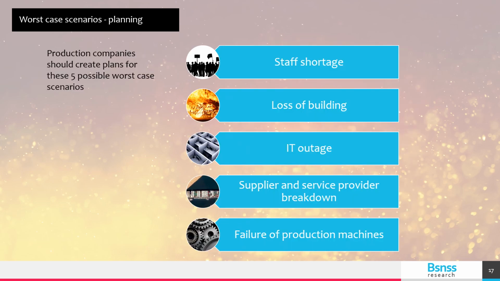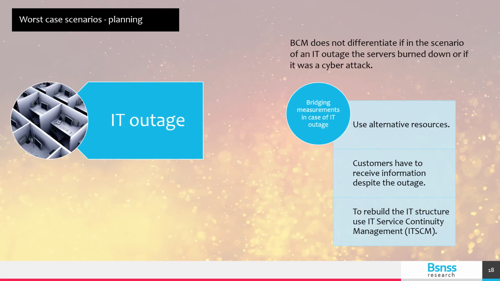Production companies should create plans for these 5 possible worst-case scenarios. Staff shortage. Loss of building. IT outage. Supplier and service provider breakdown. Failure of production machines. IT outage. BCM does not differentiate if in the scenario of an IT outage the servers burned down or if it was a cyber attack. Bridging measurements in case of IT outage. Use alternative resources. Customers have to receive information despite the outage. To rebuild the IT structure, use IT Service Continuity Management, ITSCM.